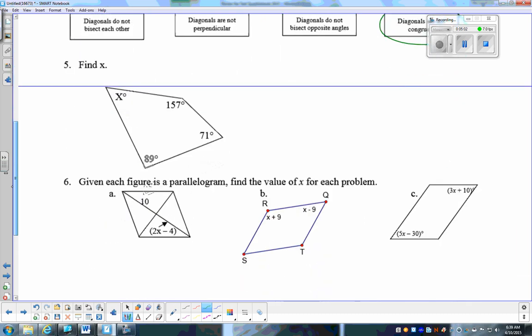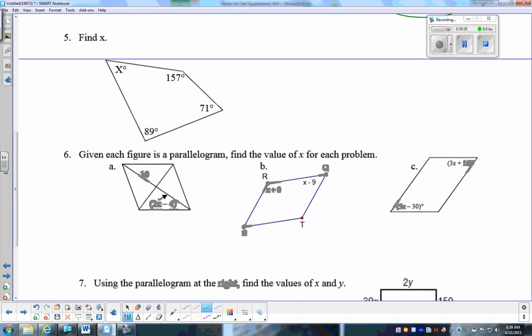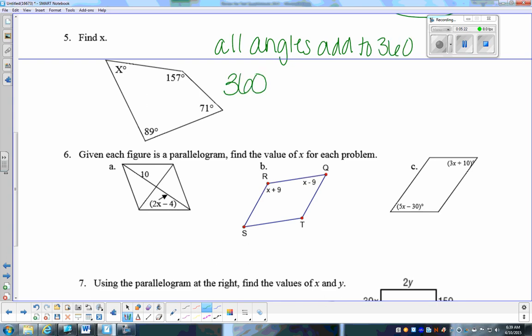Question 5 is checking if you know what all 4 angles in a quadrilateral have to add up to. Thinking back to when we did angles and polygons, we know that a 4-sided figure, all our angles have to add to 360 degrees. So what we want to do for this problem is take 360 minus the other 3 angles. So when we add 157 plus 89 plus 71, and then subtract that from 360, we get that x is 43 degrees.